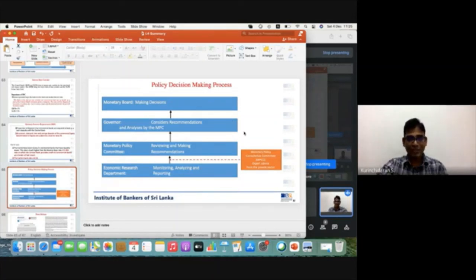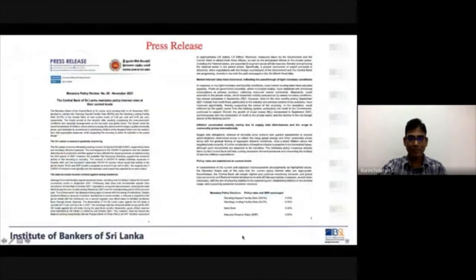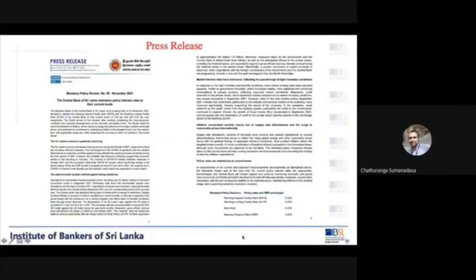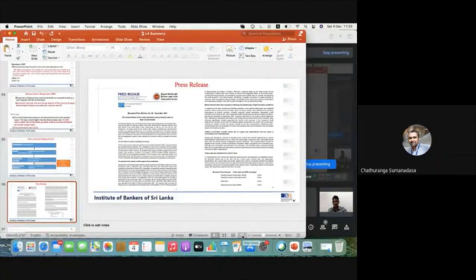Is that okay, or any other practical questions about the central bank? Okay, so then you could see here, a small thing: where do the banking supervision department and non-bank supervision department fit in this hierarchy?